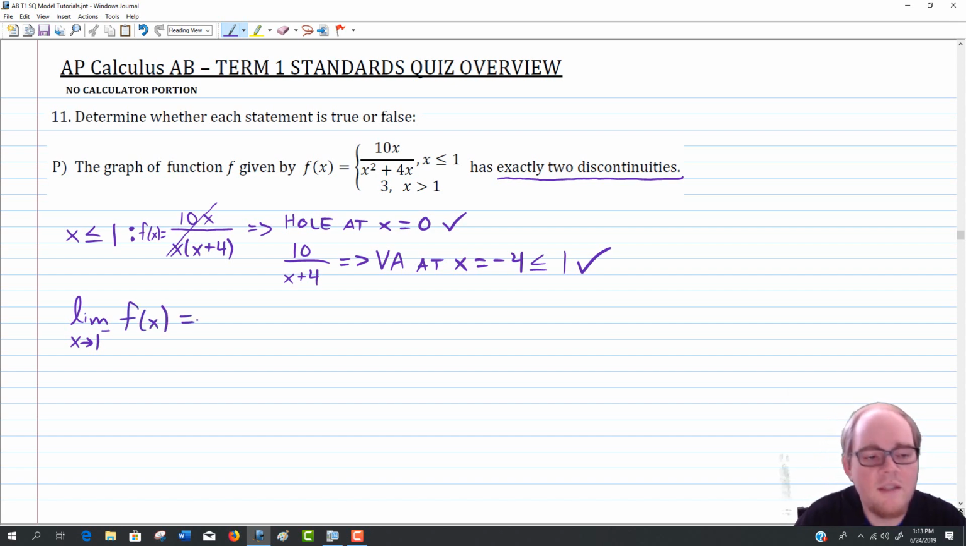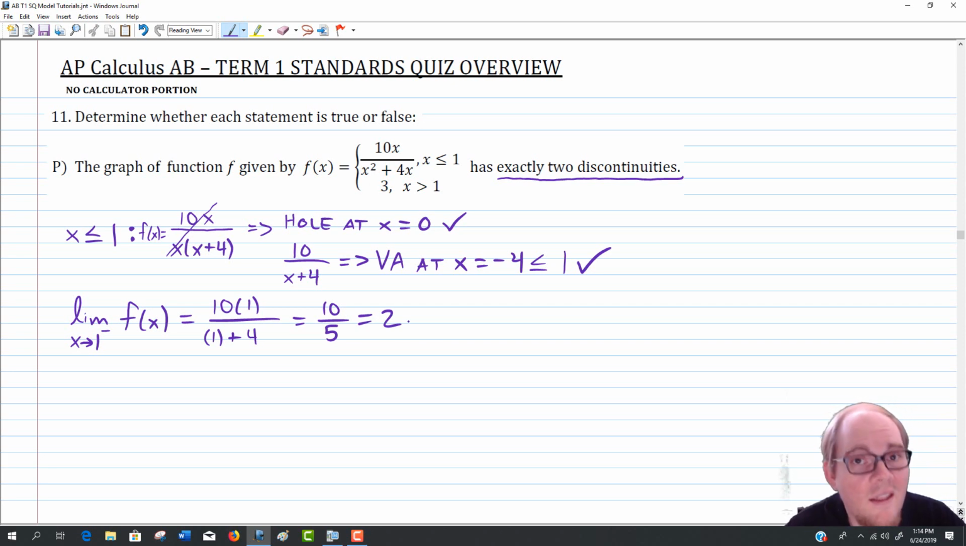So first I want to look at the limit as x goes to 1 from the left side. That would require us plugging into the 10x over x squared plus 4x function. So that's going to be 10 times 1 over 1 plus 4. That's going to be 10 over 5, which is 2. So at this point, getting 2 as our limit doesn't tell us anything. It just tells us that if this function is to have a continuous spot at x equals 1, we need the right-hand limit to also be equal to 2.